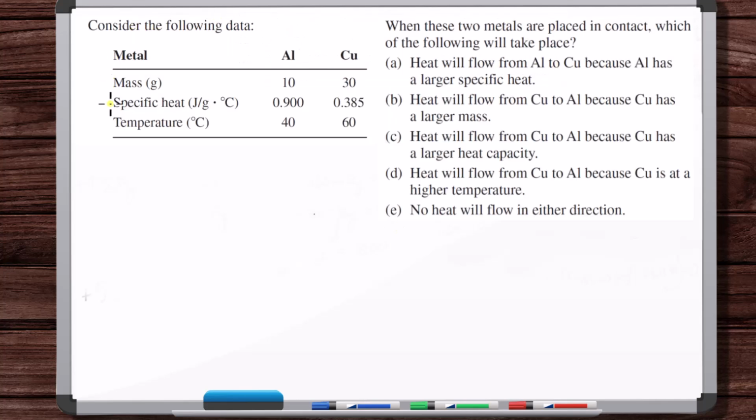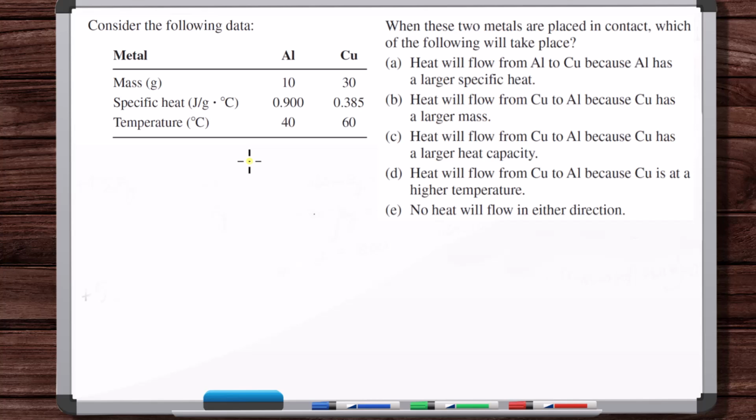Consider the following data, okay? When these two metals are placed in contact, which of the following will take place? Okay, so when you think about heat transfer, the process of heat flow, the only thing that the direction of heat flow is a function of is the temperature gradient. Now, the rate of heat flow, the intensity of heat flow, that depends on the material. But as far as the direction that heat is flowing, that is only a function of the temperature gradient.